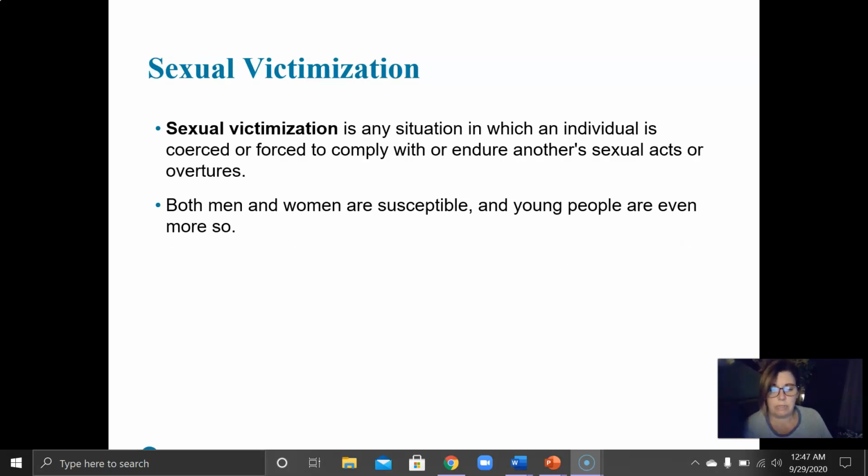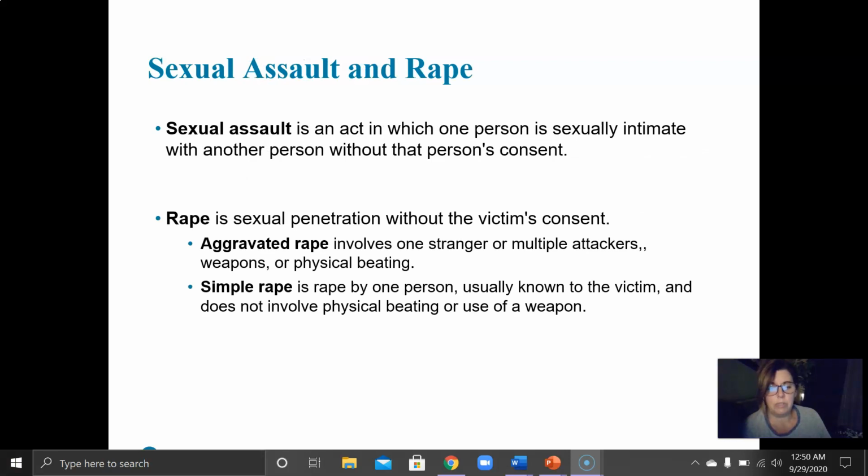Sexual victimization refers to any situation in which an individual is coerced or forced to comply with or endure another's sexual acts or overtures. It can run the gamut from harassment to stalking to assault and rape. Both men and women are susceptible, and young people are even more so. Sexual assault is any act in which one person is sexually intimate, ranging from simple touching to forceful penetration, with another person without that person's consent.